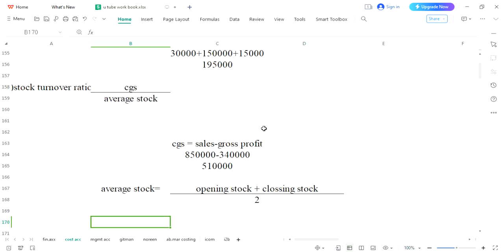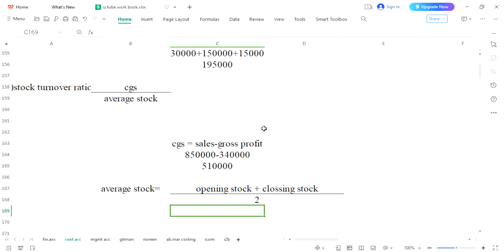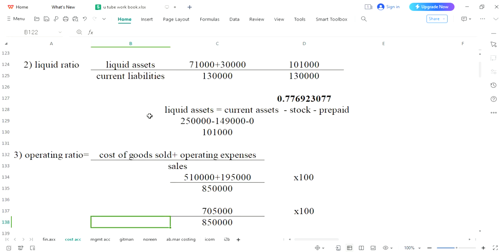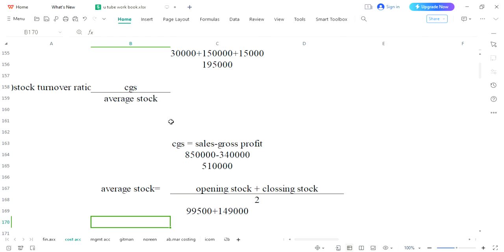So we are going to put 99,500 and 149,000. I am hopeful that this was correct. Closing stock 149,000, opening stock 99,500. So we have added both of them, and then we need to divide it by 2.